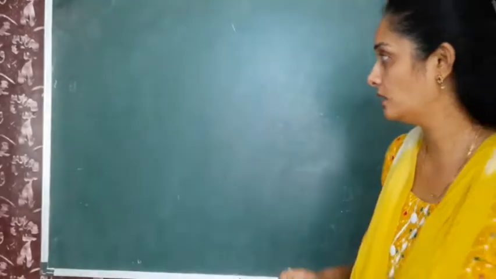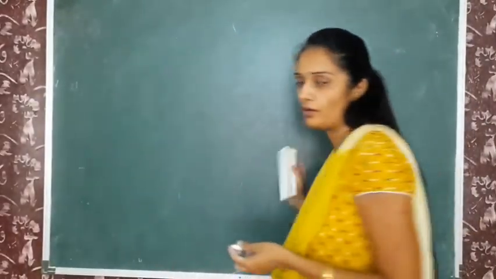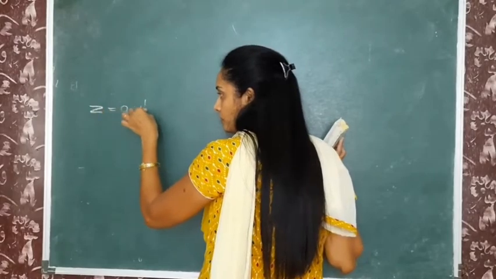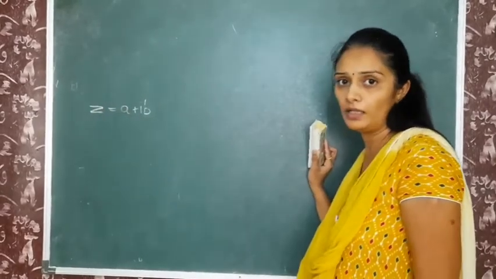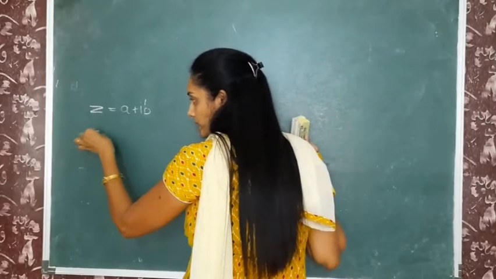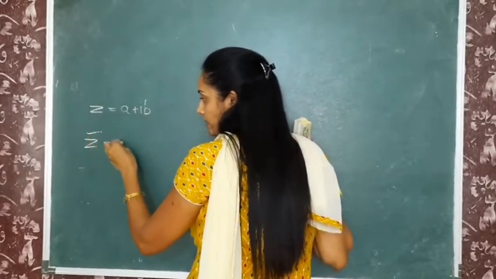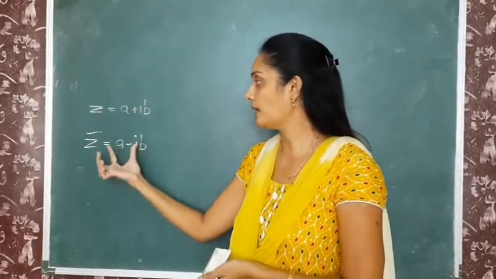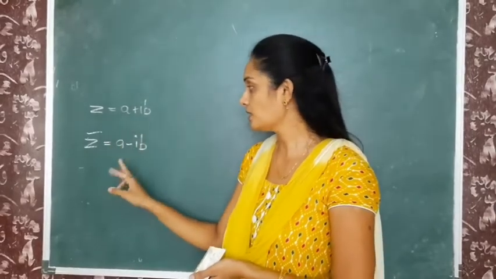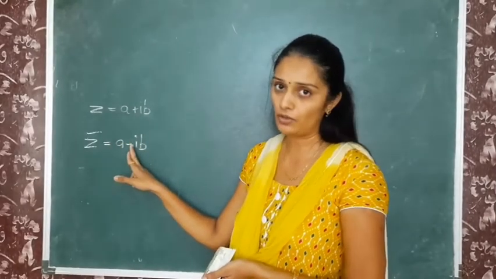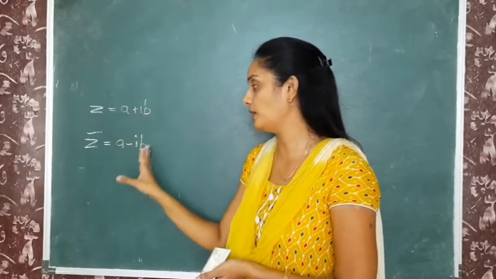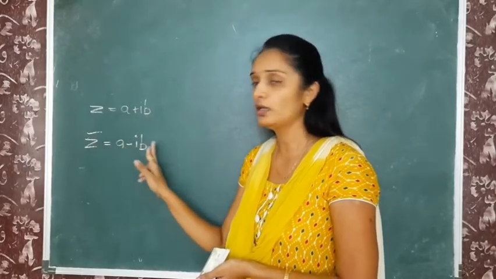In the previous lecture, we learned about modulus of z, conjugate of z and inverse of z. If z is equal to a plus ib, then the conjugate of z is denoted by z bar and it is a minus ib. That means for the conjugate of any complex number, we just change the sign of the imaginary part. In simple words, the coefficient of i here is plus b, so in the conjugate we take minus b.